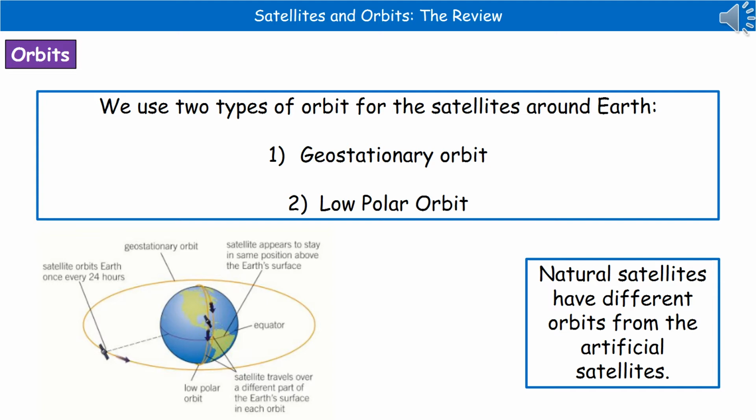If you look at the bottom left, you can see a little diagram that summarises the difference between them. Our geostationary orbit is that big circle going around the whole Earth there. The whole idea about that one is that the satellite appears to be in the same position above the Earth's surface no matter when you look at it. Whereas the low polar orbit, which just wraps very close around the surface of the Earth in the diagram, travels over different parts of the Earth's surface in each orbit.